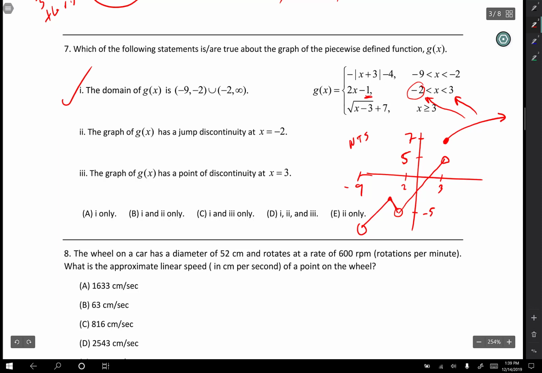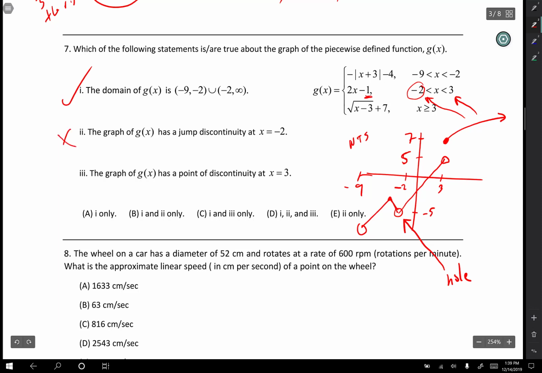The graph of g(x) has a jump discontinuity at negative 2. So I'm looking at negative 2. Sorry, this was negative 2 right there. I'm looking at negative 2, and that is not a jump. That is a hole. A hole is the same thing as saying a removable discontinuity or point of discontinuity. So nope, that is not true.